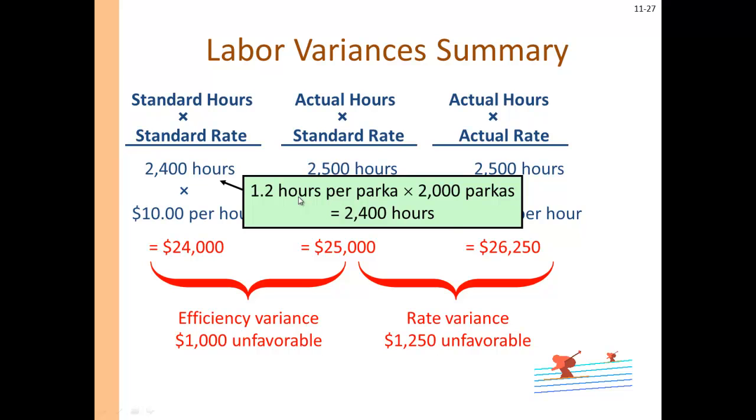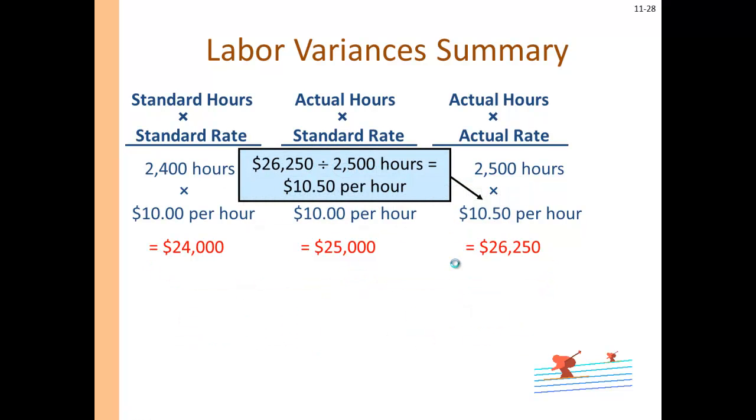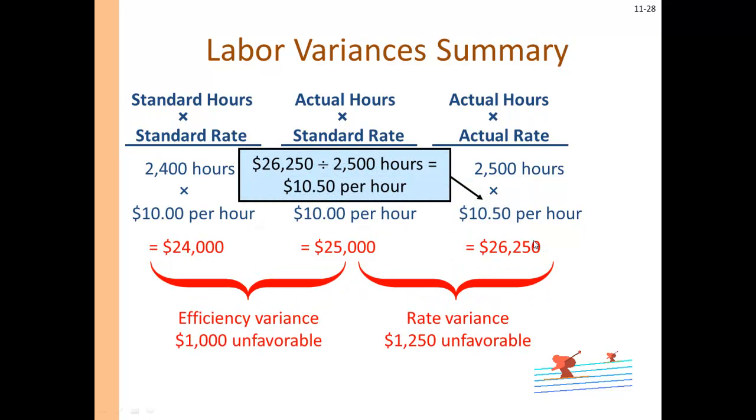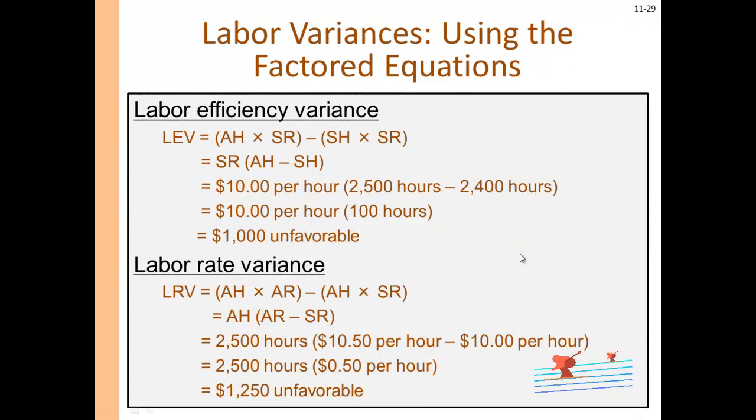So 1.2 hours per parka times 2,000 parkas would have been 2,400 hours. That's how we came up with 2,400 hours. And then for the rate, the total was $26,250, and we had 2,500 hours actual. So that's how we came up with the actual rate of $10.50 per hour.